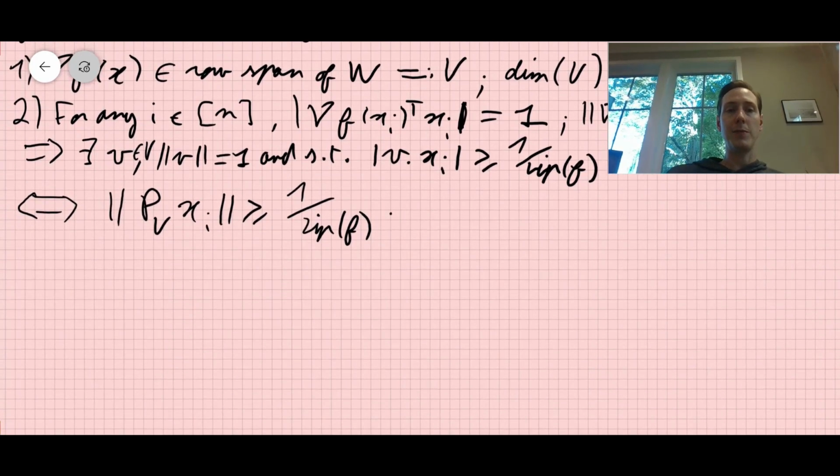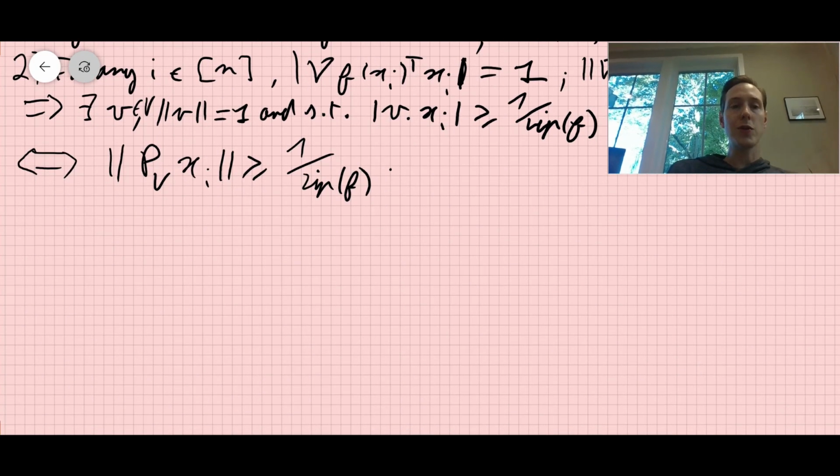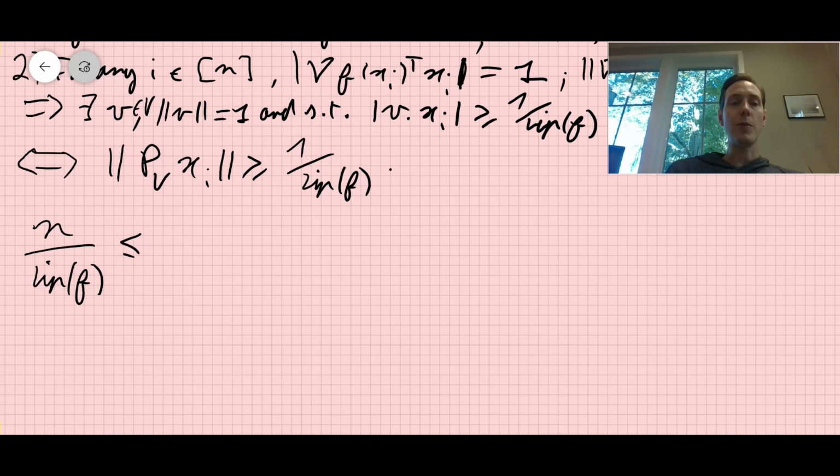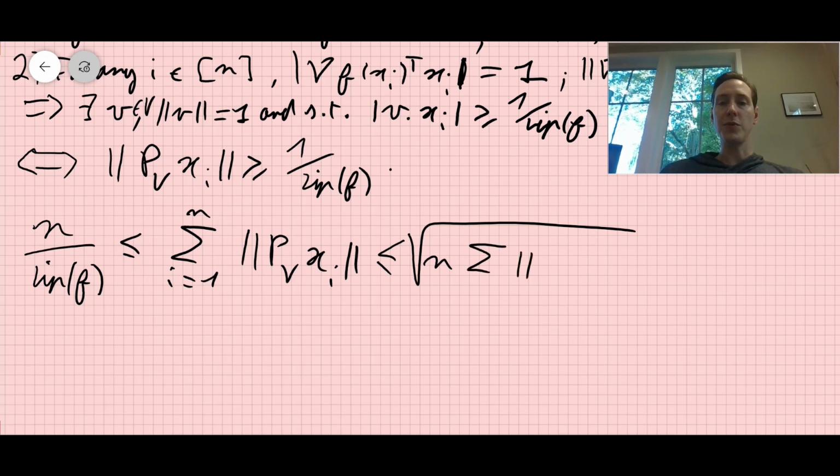So now let me just use this inequality and get to the conclusion. We're going to sum all of these inequalities. So we have n over the Lipschitz constant of f, which is lower bounded by the sum for i equals 1 to n of the norm of PV xi. We prefer to have squares in the norm just because then you can expand them and life is easier. So let's Cauchy-Schwarz this. We get square root of n times the sum of the squares.